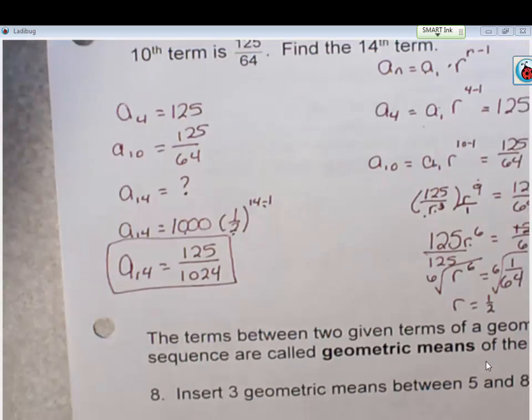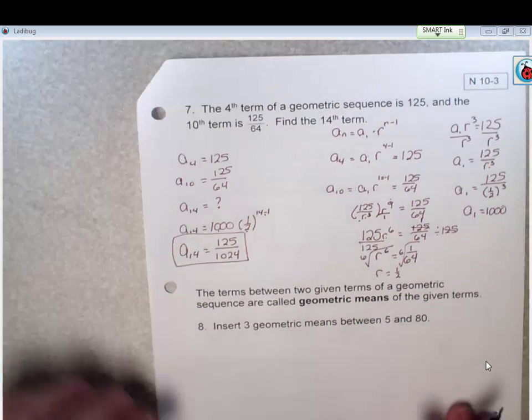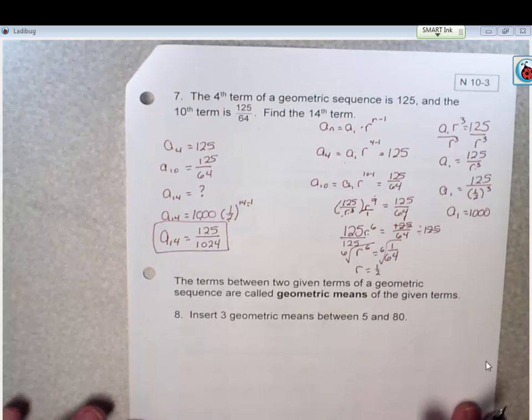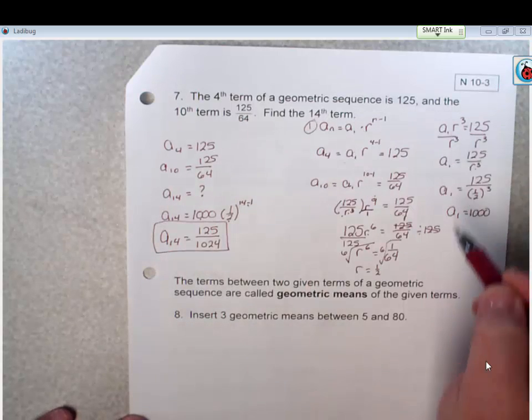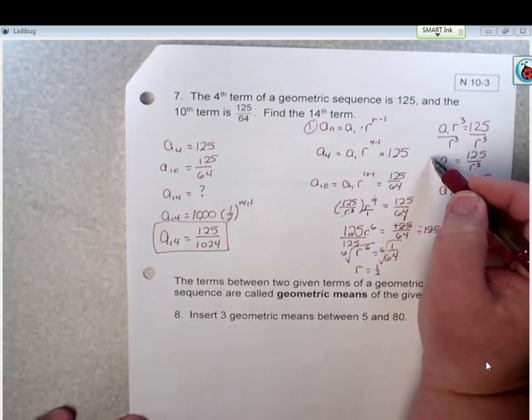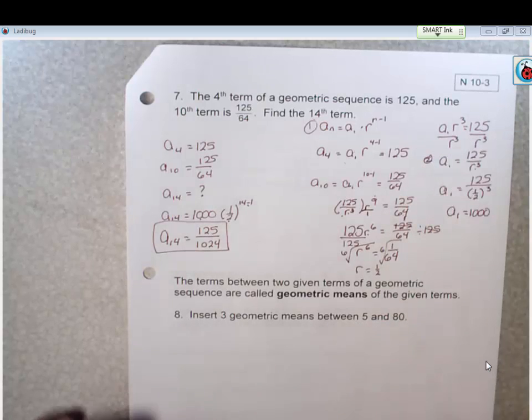So I'm going to back out just a little bit. You get a whole shot of what we did there. So part 1 was to find R, part 2 was to find A1, and then finally part 3.